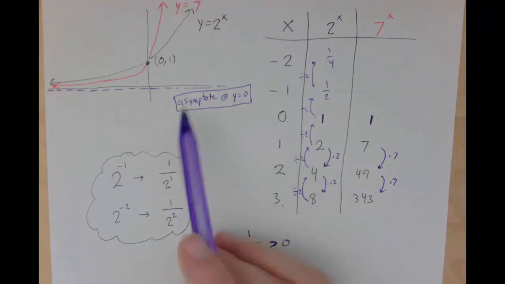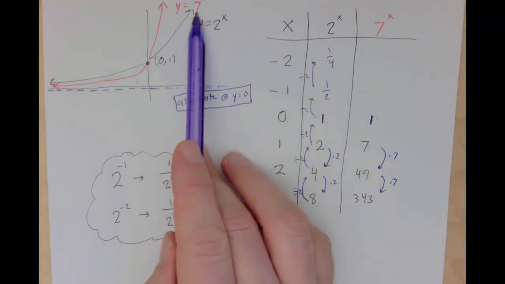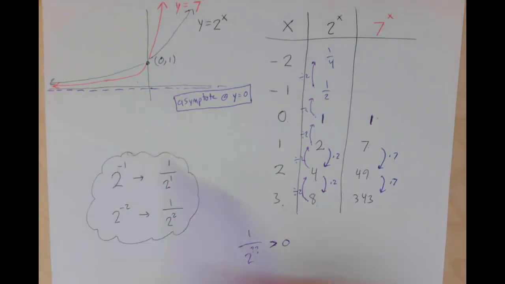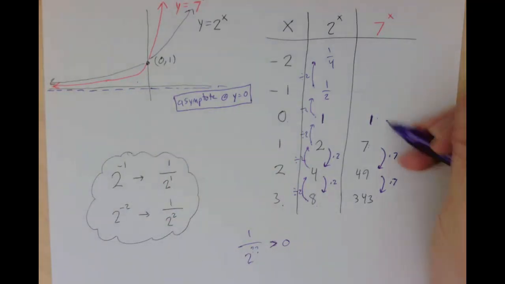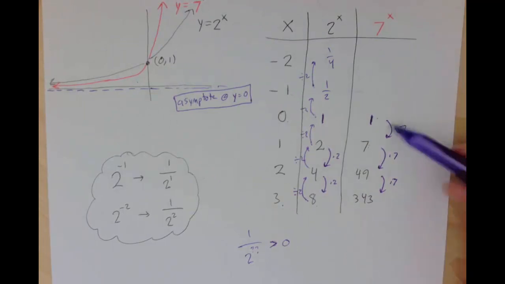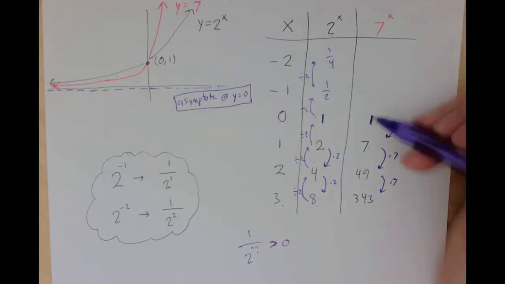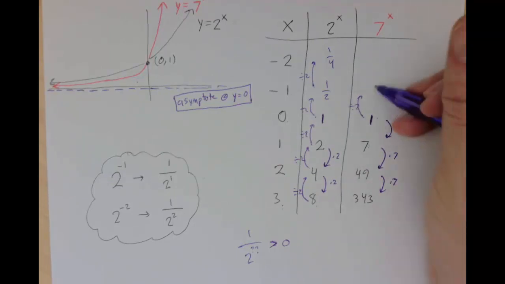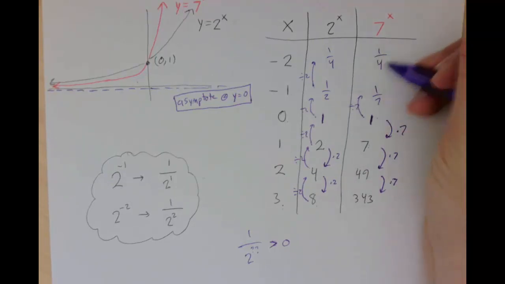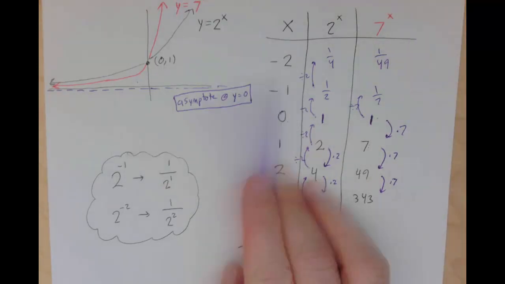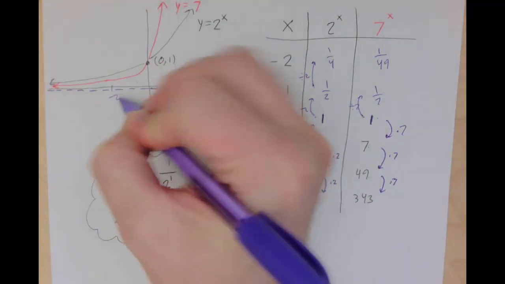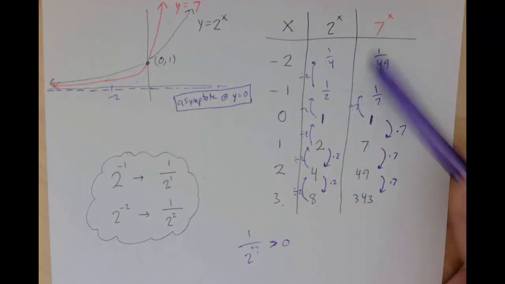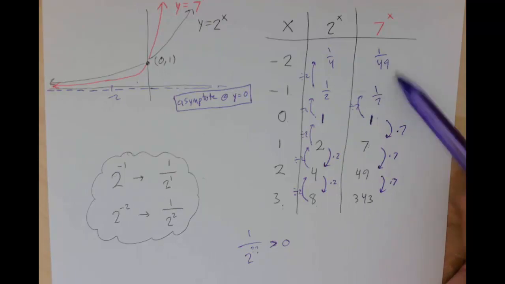And that also explains why the larger base should have smaller outputs when x is less than 0. Because here, when x is increasing, our multiplicative growth is multiplying the outputs by 7. Going the other direction, we'd be dividing the outputs by 7. So here we'd have 1/7 and 1/49. So for a given x value, say -2, a larger base is going to mean a smaller output because the denominator is going to be larger.